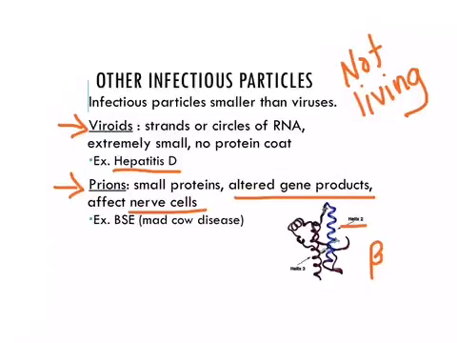This is the infectious agent that causes mad cow disease. You may have heard of that, or BSE stands for bovine spongiform encephalopathy. Prions also cause a similar kind of disorder that's seen in sheep called scrapie. So that's it for bacteria, viruses, and other infectious particles.